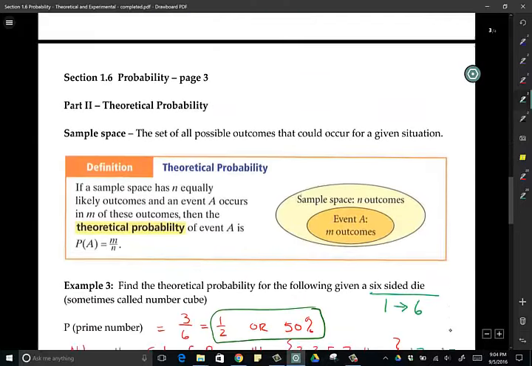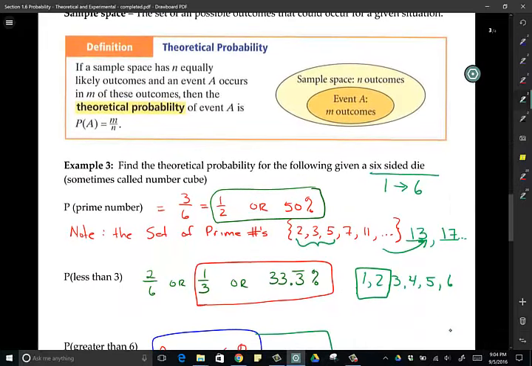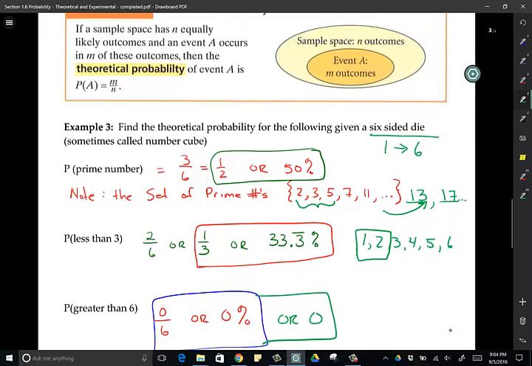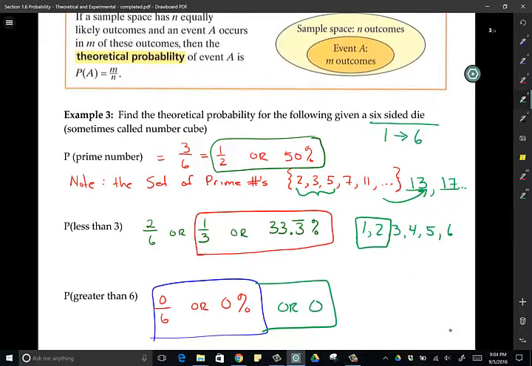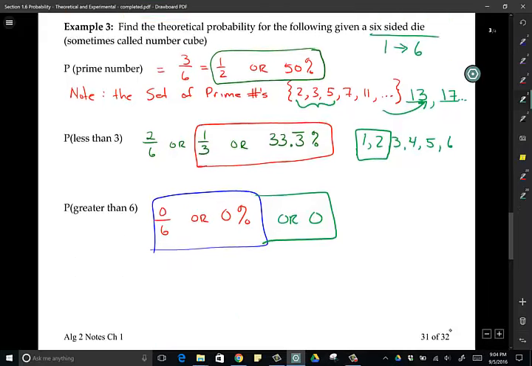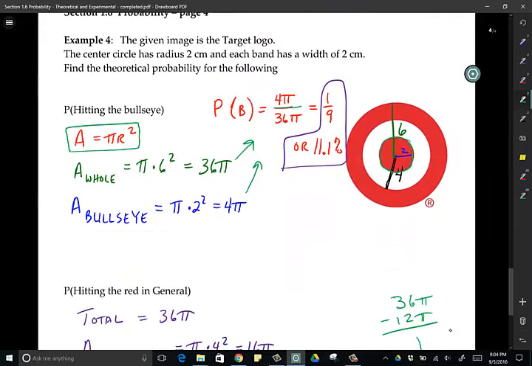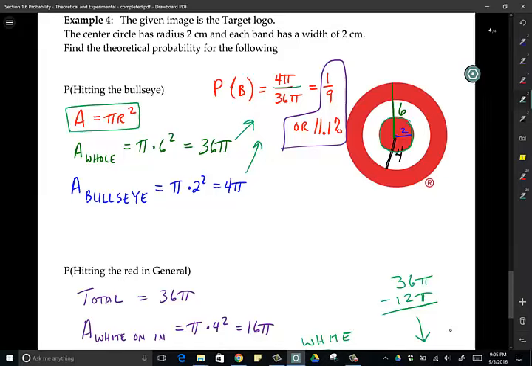And then for theoretical probability, it's not going to be on a table, but it's going to be the chance that something happens, the chance that a card flips, the chance that a dice rolls, the chance that you pull marbles out of a bag, etc., etc. And here we have an example of a 0%. We could have a 100% as well. And then just reminding and remembering our area formula, pi r squared.